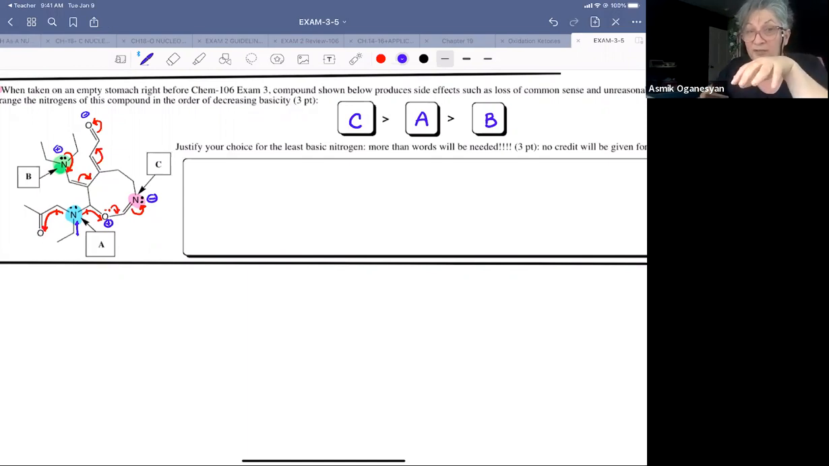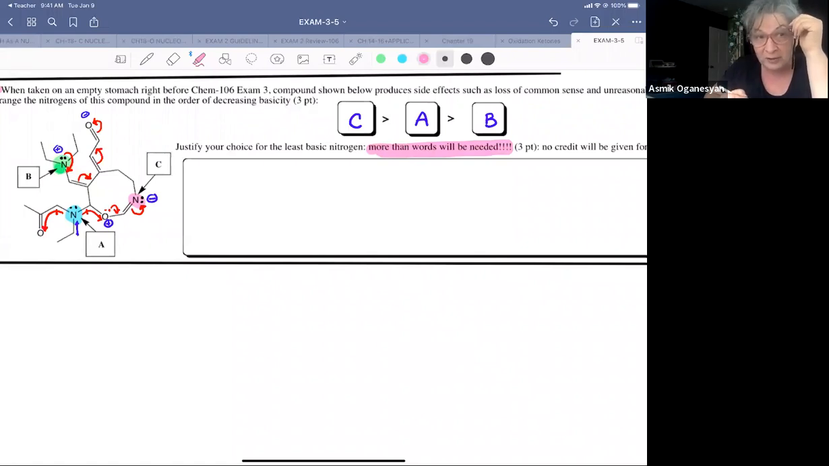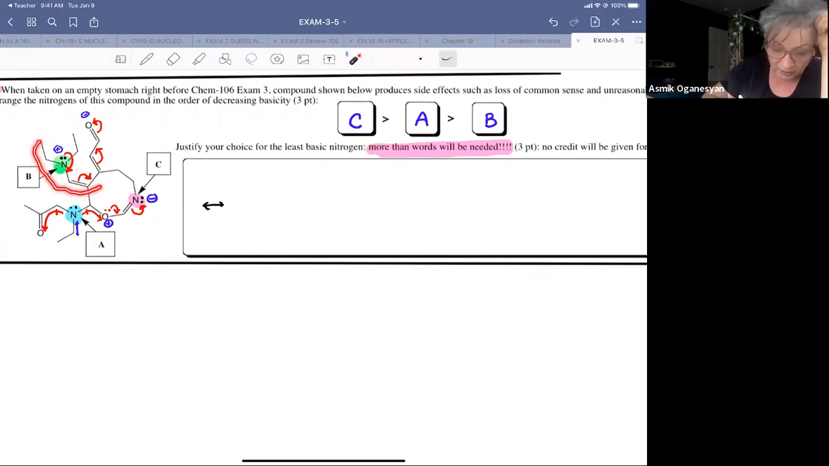We're asked to justify the choice for the least basic nitrogen. More than words will be needed. Please don't write an essay for justification. The actual structural justification is much, much better. Because I already showed the resonance towards the oxygen, to save some time, I will just put a resonance arrow and draw this fragment with delocalization of electron density.